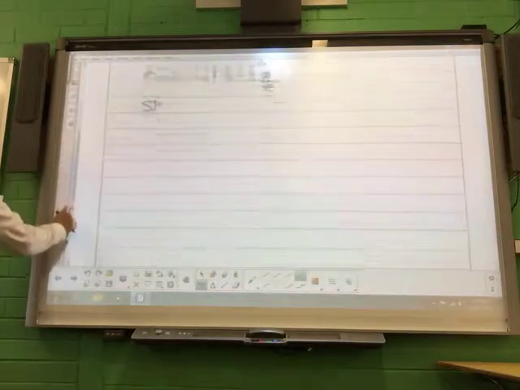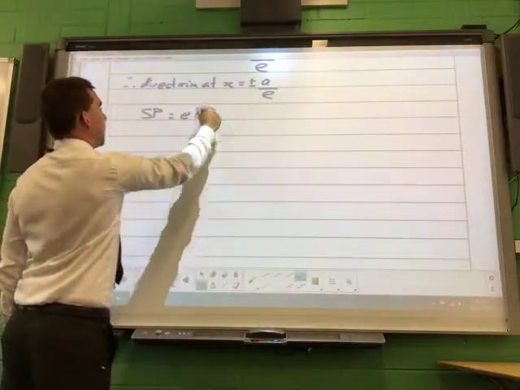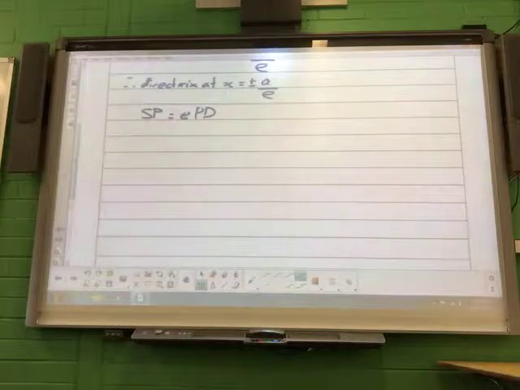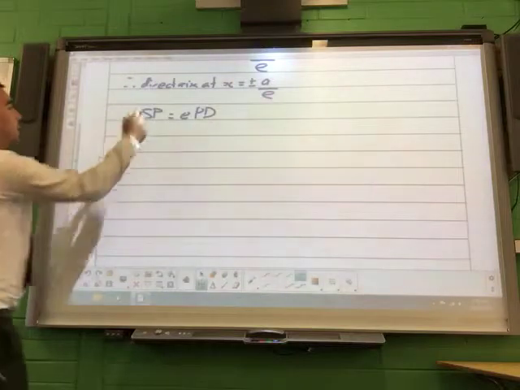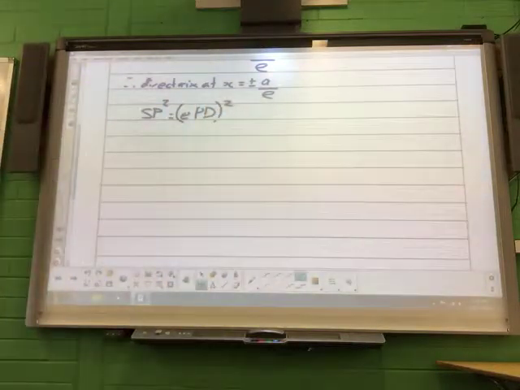So SP is equal to E times PD. That's the definition from the start. So now we find the locus. Remember we found the locus of a circle or a parabola. We had to relate the distance equation. So to eliminate the square root, we square both sides using our distance formula.